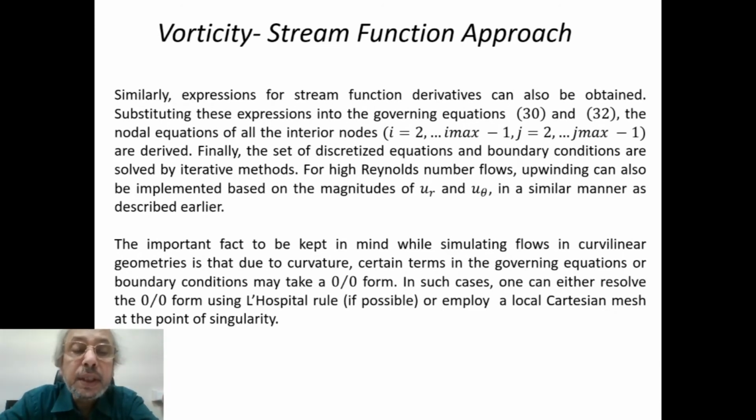Here it will be the same, only the quantities are VR, V theta and psi in cylindrical polar coordinate and omega in cylindrical polar coordinate. For high Reynolds number flows, upwinding can be implemented based on the magnitude of VR and V theta in a similar manner as described earlier.